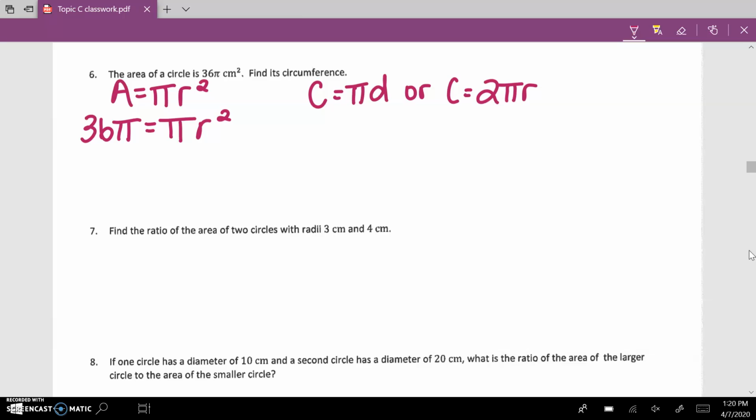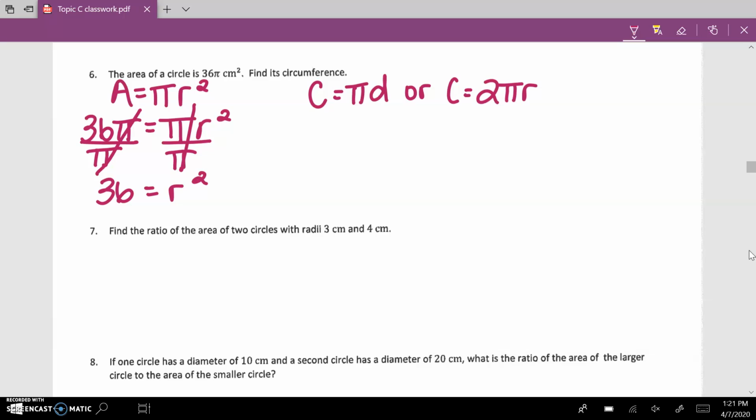So the first thing we can do is divide by pi on both sides, all right? Because I know some of you are probably freaking out looking at that. So that cancels on the right-hand side and on the left-hand side. So you're left with 36 equals r squared.